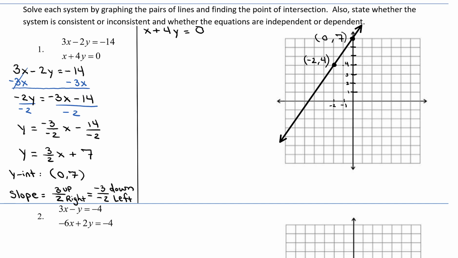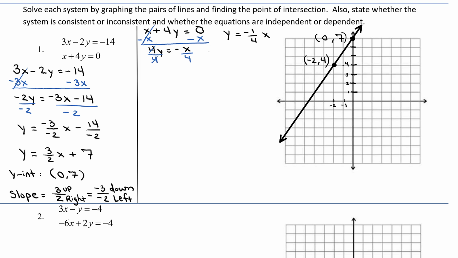Now to rewrite the second equation in slope-intercept form, I'm going to subtract x from both sides of that x plus 4y equals 0 equation. And that will leave me with 4y equals negative x. Divide both sides by 4, and now I'm going to be left with y equals, we could write that as a negative 1/4 x.